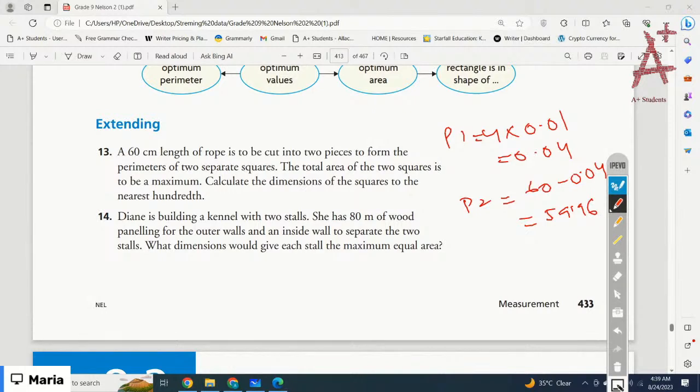So you have to calculate the length of the remaining strip. So you have to divide 59.96 by 4. That equals 14.99 centimeters, right? Also, you have to calculate the total area. The total area would be A1 plus A2. You have to add both the areas, right?